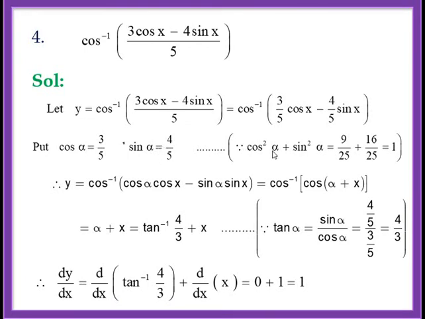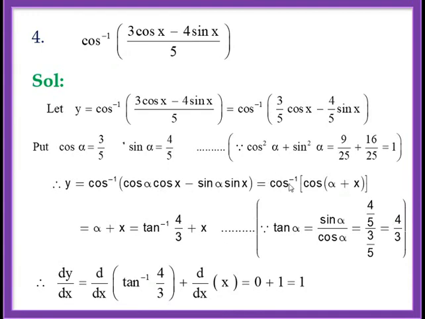Here I have used this identity. You can use the triangle method also. So if cos alpha is 3 by 5, then what is 4 by 5? It happens to be sin alpha. So this becomes y equal to cos inverse of (cos alpha cos x minus sin alpha sin x). This is the expansion of what? This is the expansion of cos of (alpha plus x).